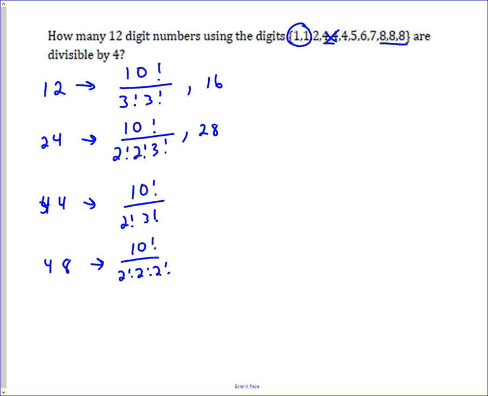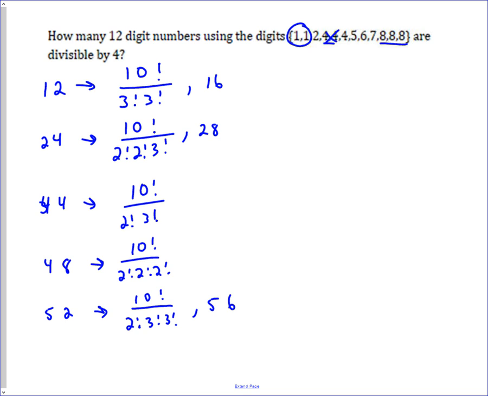Look in the 50s. 52 is another new case because it doesn't include any of the repeated numbers, and so it's just going to be 10 factorial divided by 2 factorial, 3 factorial, 3 factorial. And it actually turns out that these are all the possible cases, and so as we go through, we're going to fit each of the numbers into one of these cases. So the next would be 56. 56 is just like 52, so it goes into this case. It doesn't include a 1, a 4, or an 8.